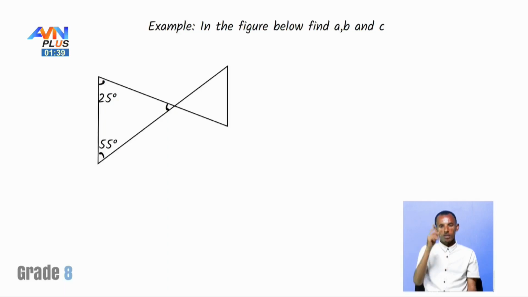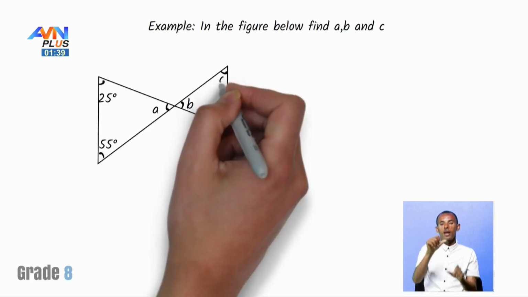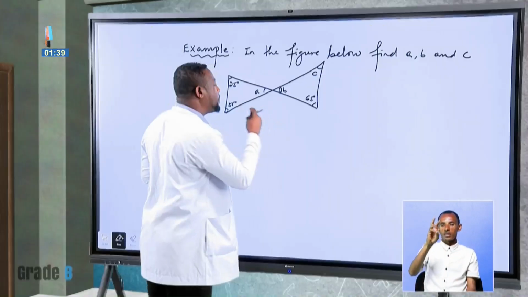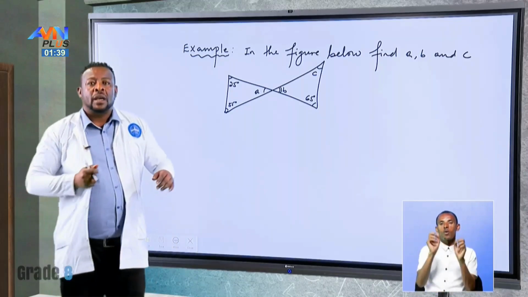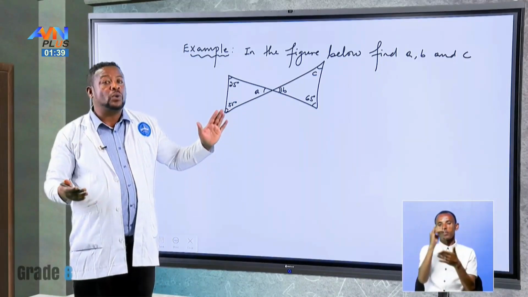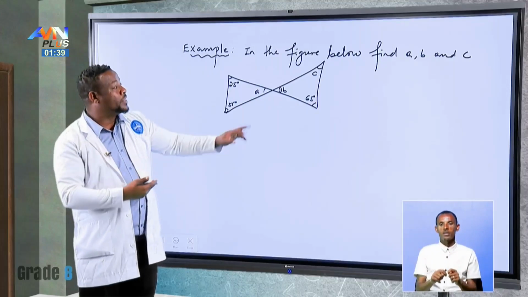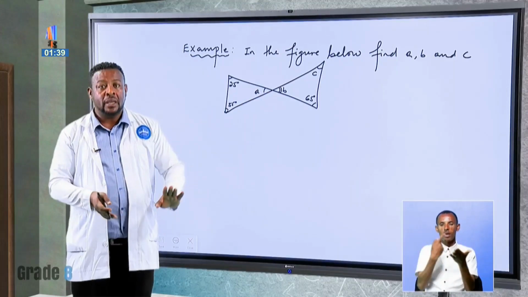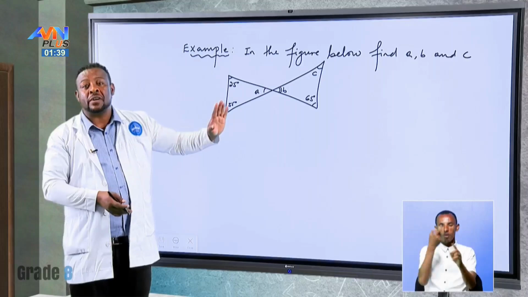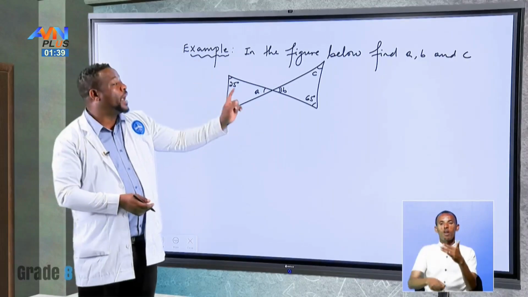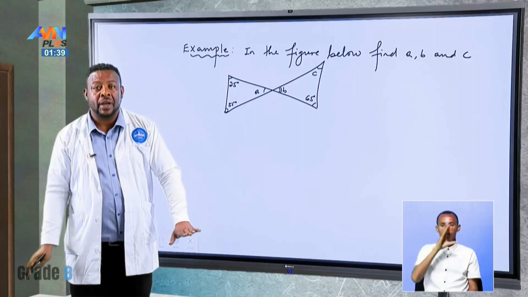Assume this is angle A. Say this is angle B. And C here, here 65. Okay, in this figure we have two triangles joined at some point here. From this figure you are asked to calculate the value of A, B, and C, right?